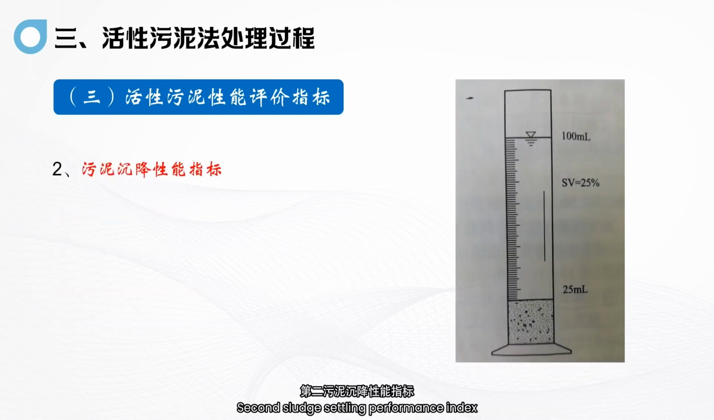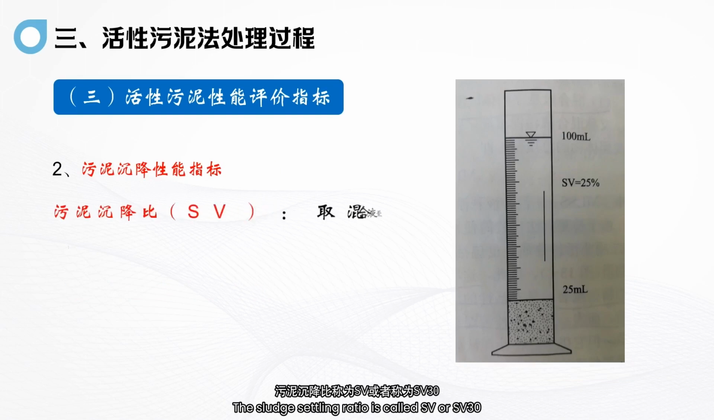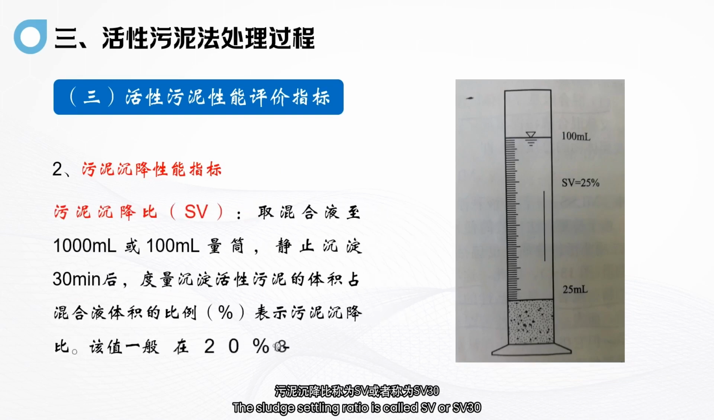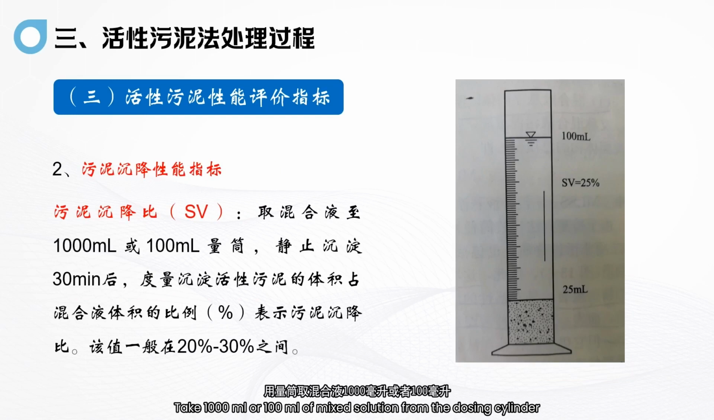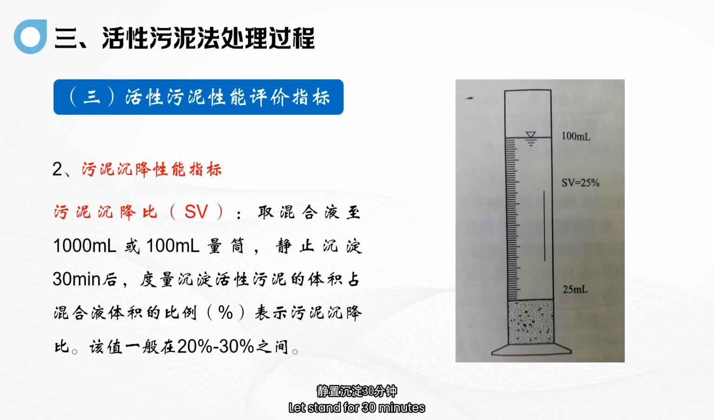Second, sludge settling performance indices. The sludge settling ratio is called SV or SV30. Take 1000 milliliters or 100 milliliters of mixed liquor in a graduated cylinder and let it stand for 30 minutes. Then measure the volume of precipitated activated sludge as a proportion of the mixed liquor volume.